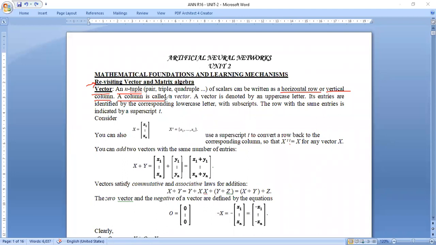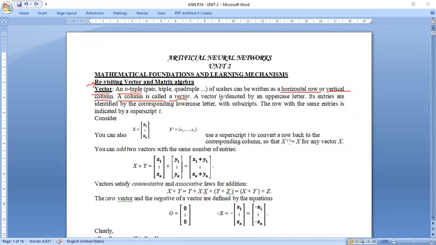In simple words, suppose there is a matrix with you. Within that matrix we may have multiple columns. So if you consider the single column of data from the particular matrix, it is called a vector. A vector is a column of data. A vector is denoted by an uppercase letter.